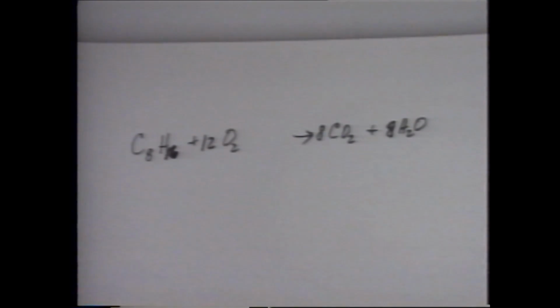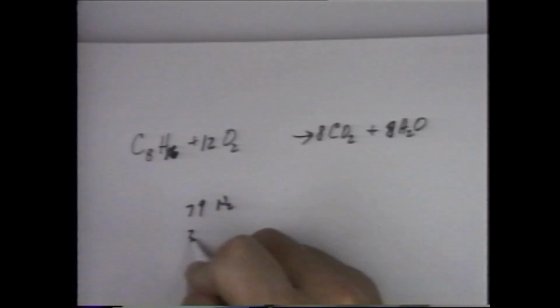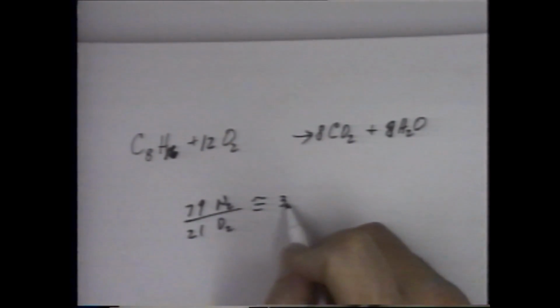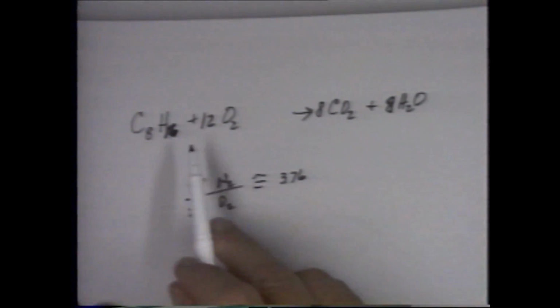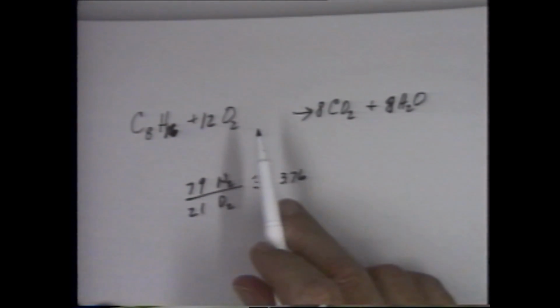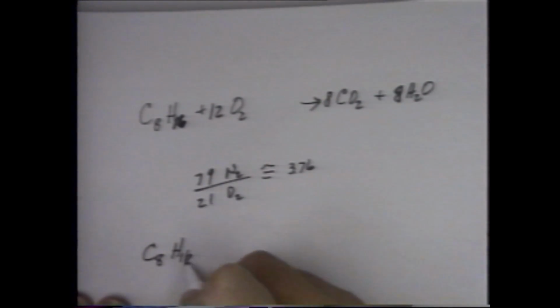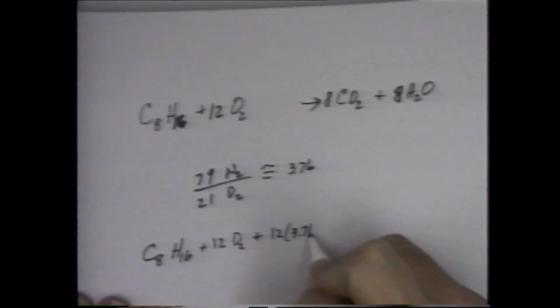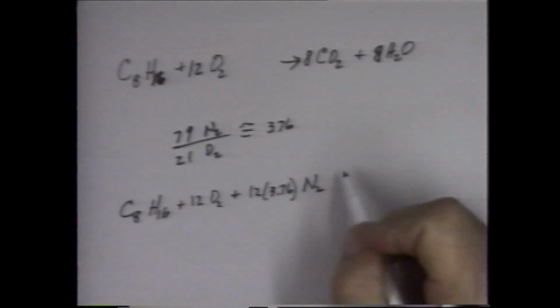Okay, so now, at this point, what I like to do is add in the air. Now, air is 79% nitrogen, roughly, and 21% oxygen. If we take that ratio, that's approximately a 3.76 molar ratio. And so to this equation, we can add in the nitrogen that is contained in the air very simply by saying we've got C8H16 plus 12 O2 plus 12 times 3.76 N2 on the front side of the equation.